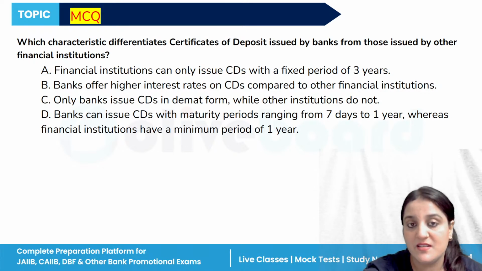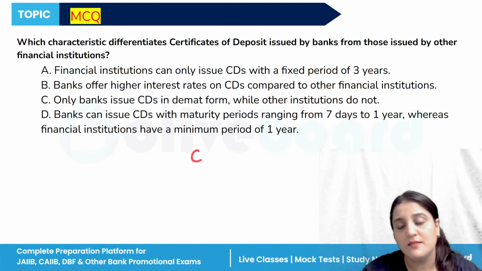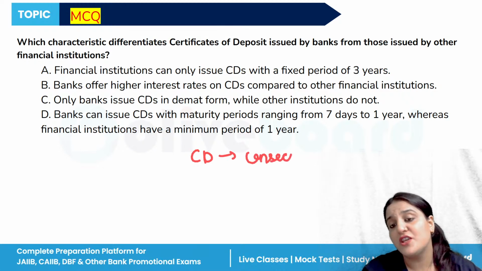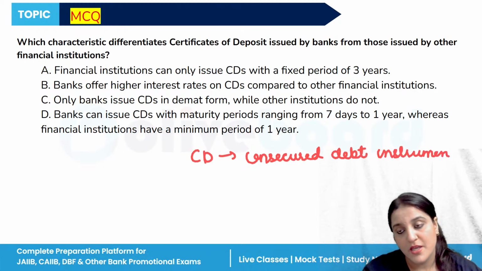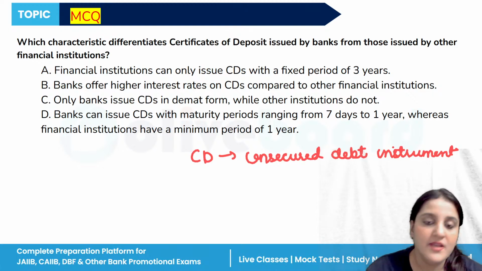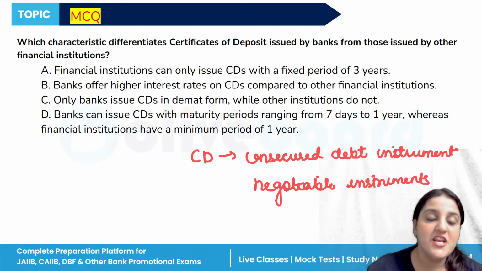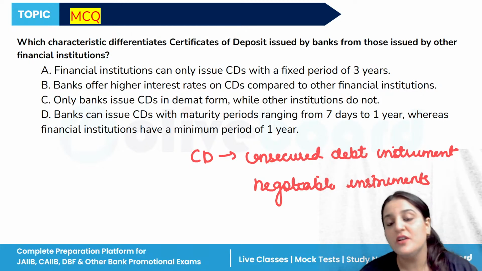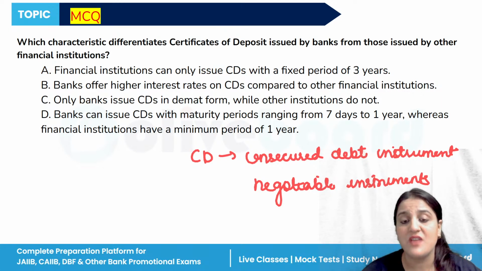Okay, which characteristic differentiates the CDs which are issued by the banks from those issued by the other financial institutions? CDs are basically unsecured debt instruments which are used by the banks or some other eligible financial institution. This is a negotiable instrument and generally bears interest rates higher than regular deposits of the bank. It is also more expensive to the bank and it attracts the stamp duty.